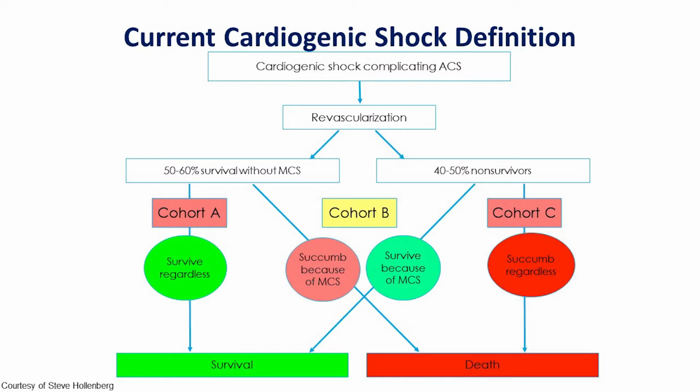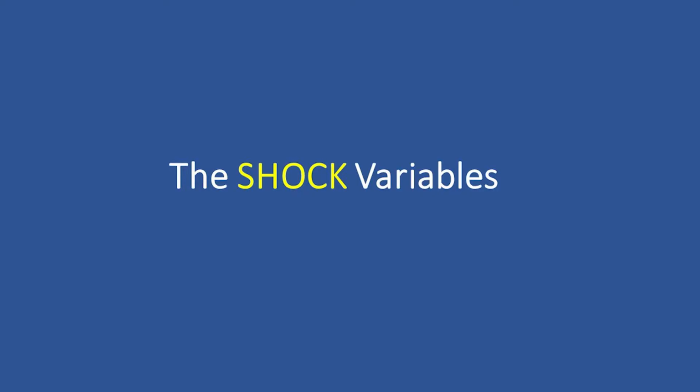I stole this from Dr. Hollenberg yesterday: cohort A, B, and C. We know cohort A are going to survive in patients in shock. Cohort C are not going to survive no matter what. The issue that we're trying to deal with is how to define the severity of classification in cohort B. Who's going to survive? Who's not going to survive? What kind of therapy are we dealing with? So what variables am I talking about?